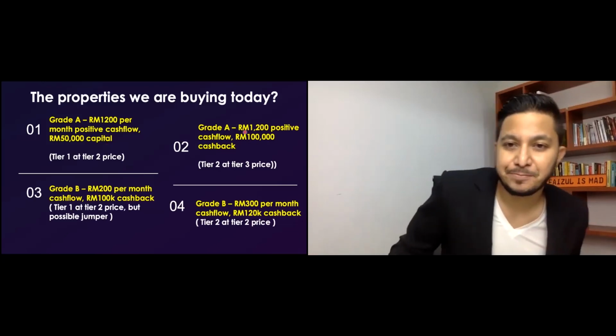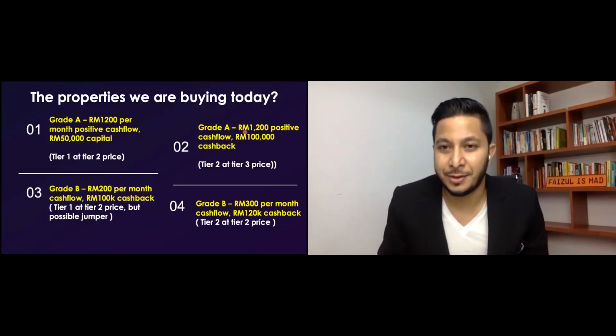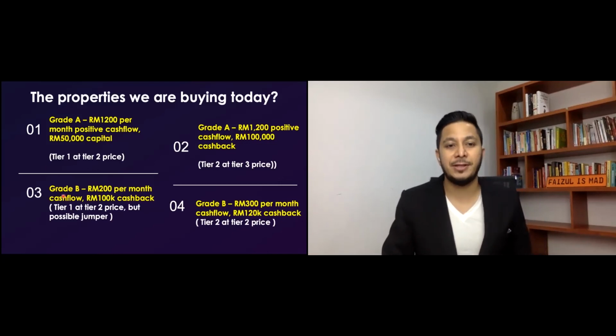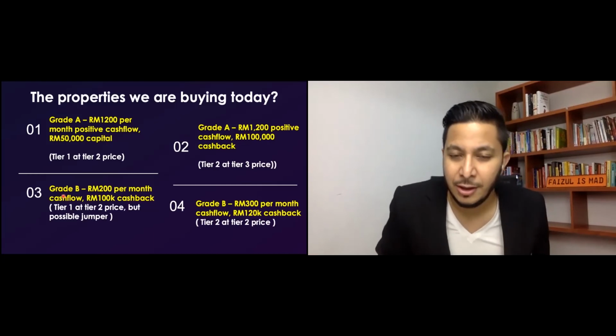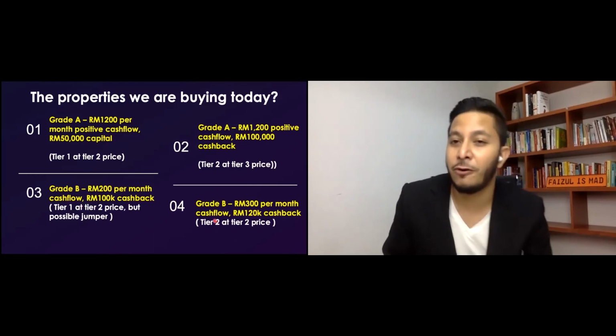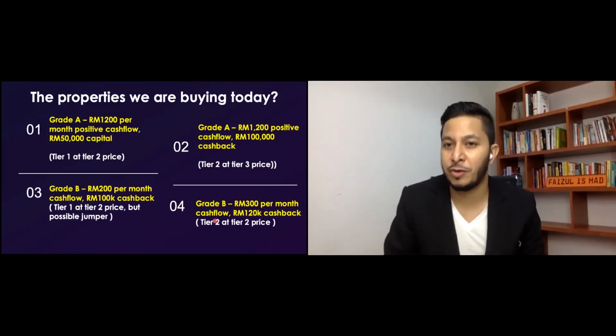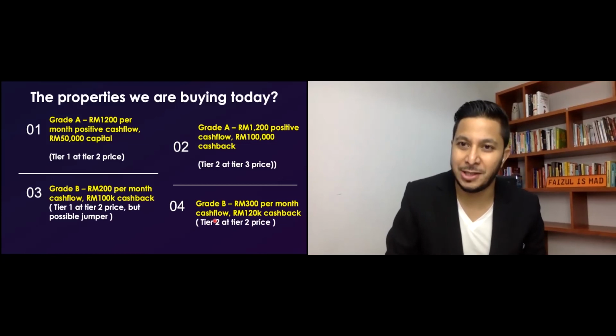So this one, we're buying tier 2 at tier 3 price point for second property. The grade B one, we are actually buying tier 1 at tier 2 price. And this one, grade B, we're buying tier 2 at tier 2 price point. So therefore, we make sure we never overpay. We always want to underpay versus your tier.